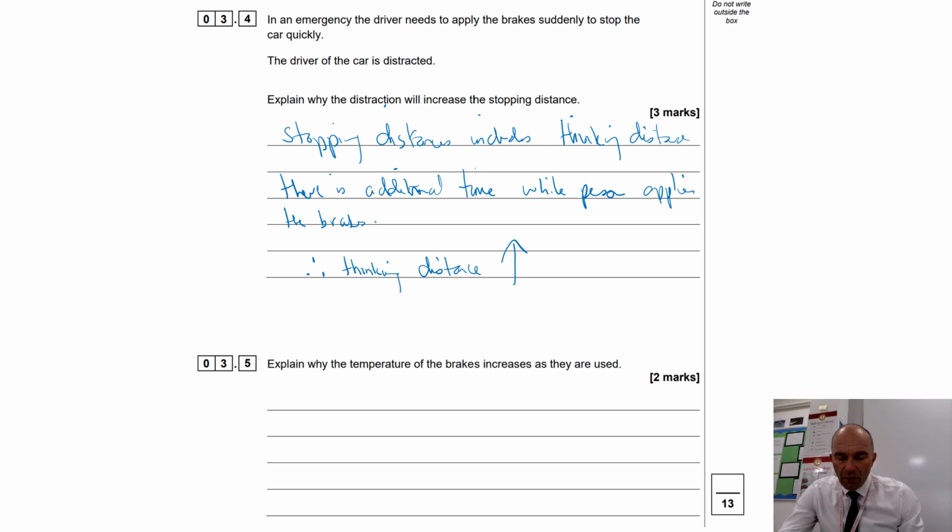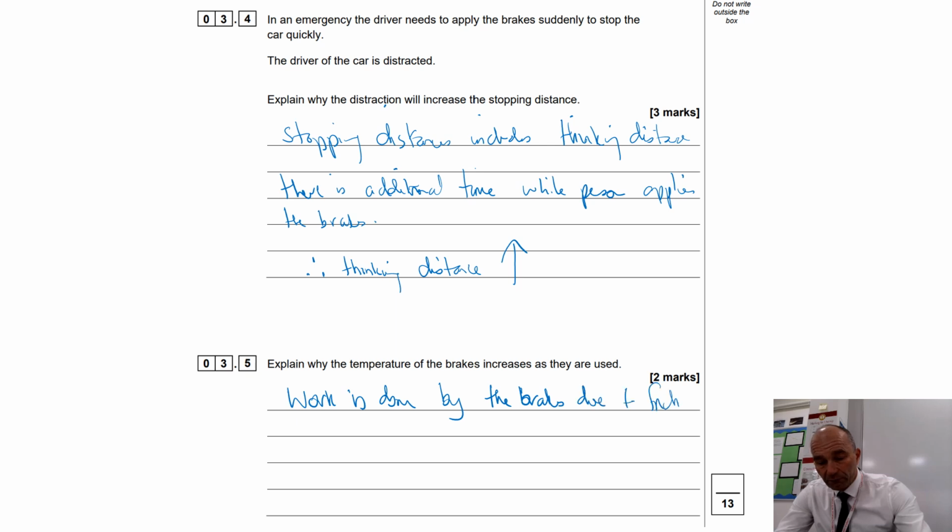Question 3.5. Now explain why the temperature of the brakes increases as they are used. This is almost a paper 1 question really, but they quite often link it into paper 2. So if you remember, work is done by the brakes due to friction. And of course that causes an increase in the internal or thermal energy of the brakes.